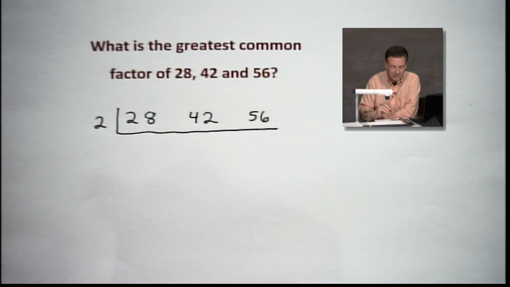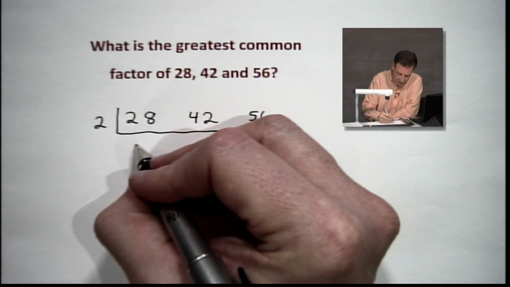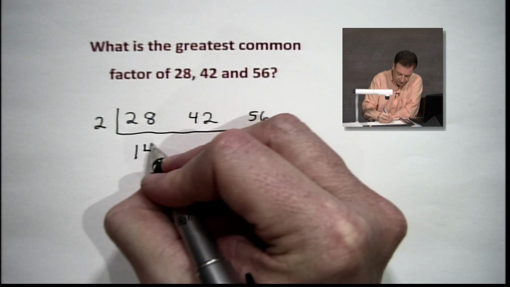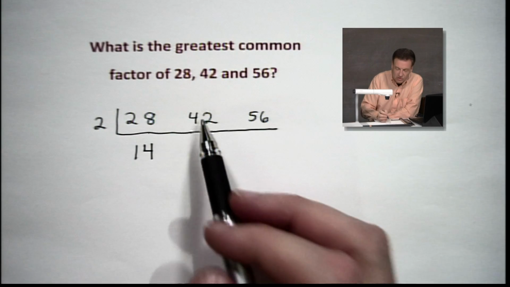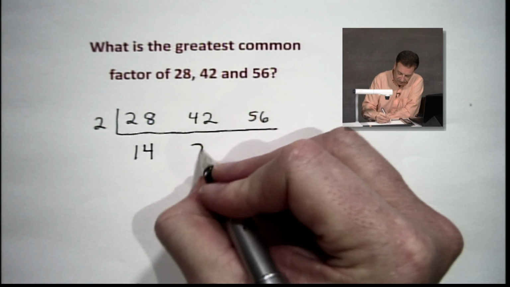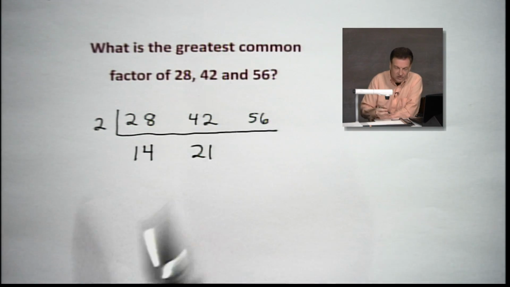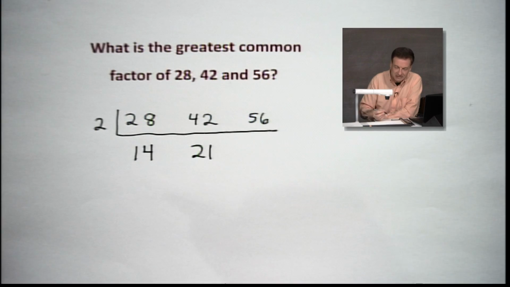Divisibility, there you go. So let's divide 2 into 28. We're going to come out with 14, okay? Now, when I look at 2 going into 42, I come up with 21. When I divide 2 into 56, I come up with 28.